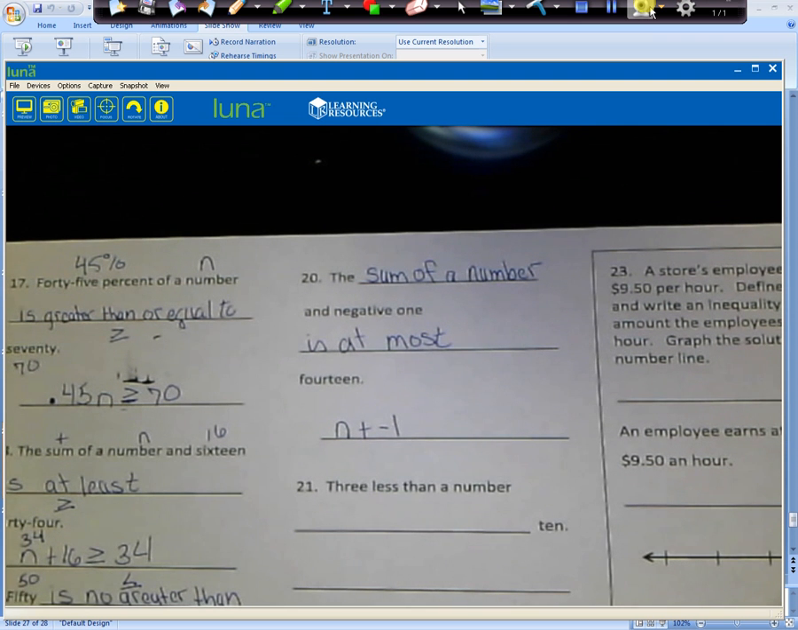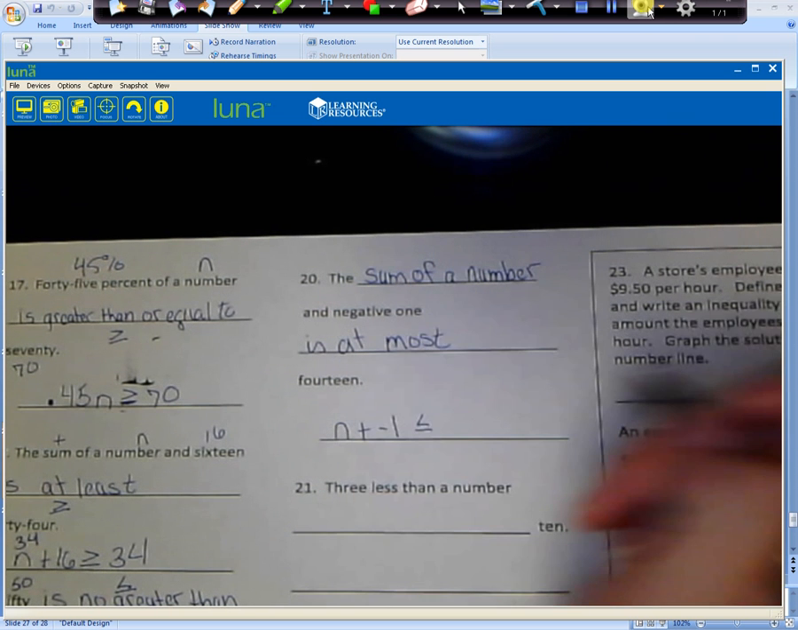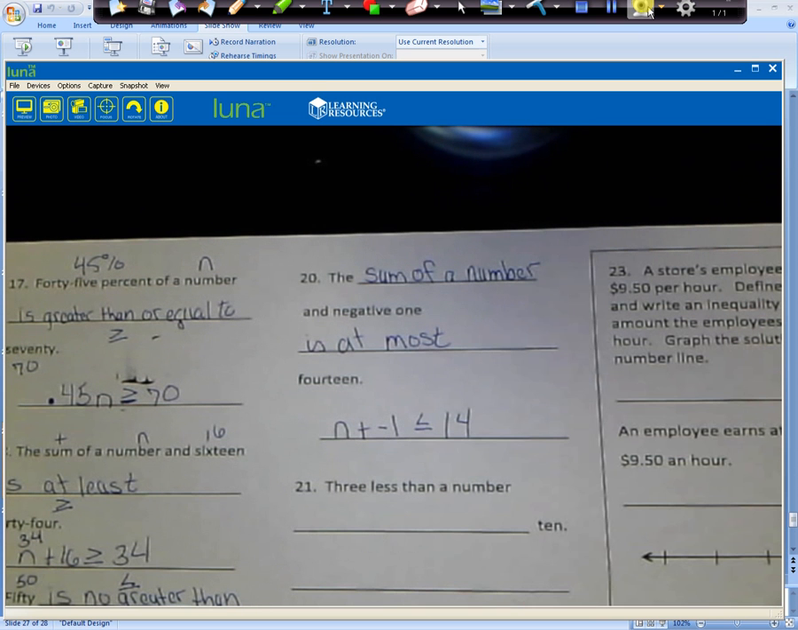Is at most. And again, this is where this gets a little bit tricky because we think at most means greater than or equal to. Okay, it doesn't. It actually means kind of the opposite of that, and it's going to be less than or equal to 14. So again, let's talk about why it's less than or equal to. If you say there's going to be at most 15 people show up, or there's going to be at most 15 guests at the party, that means that there's going to be 15 or less. So at most, again, is one of those very, very tricky ones. It actually means less than or equal to. Take a minute and make sure you have that one.